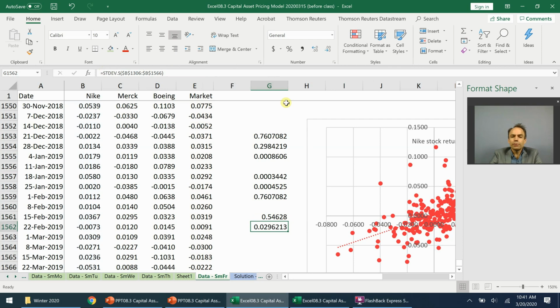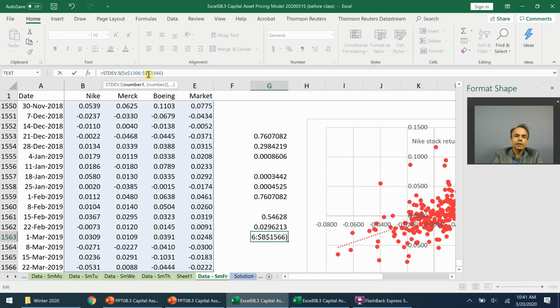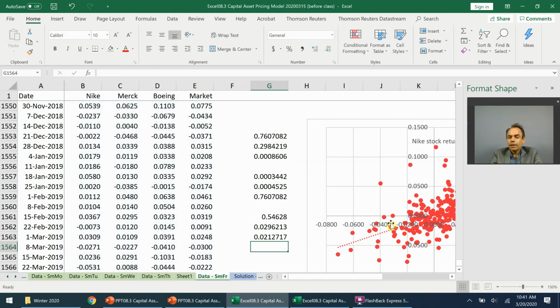that's 0.0296. If I had the standard deviation of market returns, that is 0.0213. And if I take correlation times the product of the 2 standard deviations, that gives me the same covariance that we computed earlier. So we verified that covariance gives you the same answer as correlation between a pair of assets times the product of their 2 standard deviations.